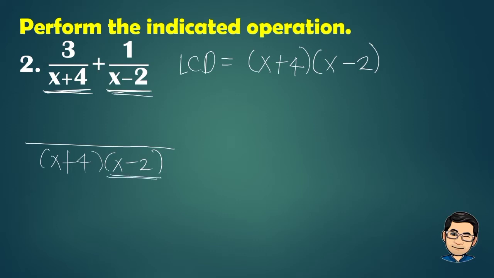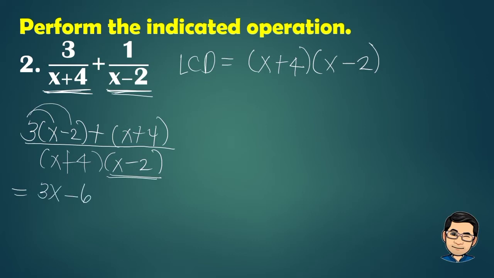So, and then, multiply natin siya dun sa numerator na 3. 3 times x minus 2. Plus, kung kanina na-cancel yung x plus 4, ngayon naman makakancel yung x minus 2. So, matitira na lang x plus 4. So, hindi na natin kailangan pang isulat yung 1. So, yun lang din naman kasi. Wala namang magbabago. And then, i-distribute natin yung 3 dun sa mga terms sa loob ng parenthesis. 3 times x, 3x. 3 times negative 2, negative 6. And then, plus x plus 4.